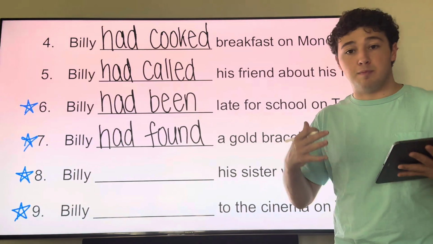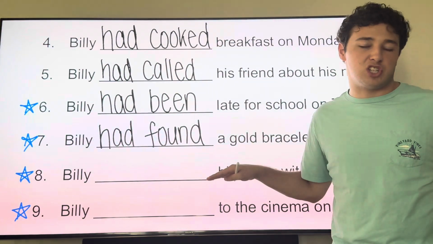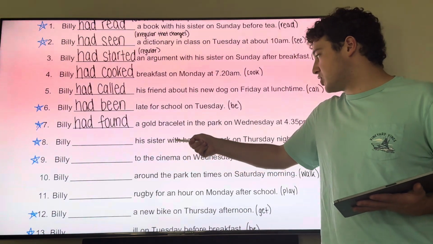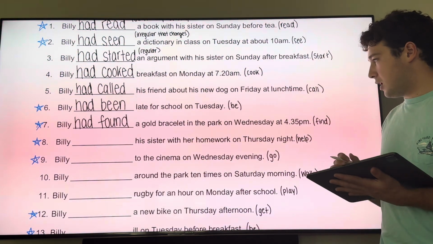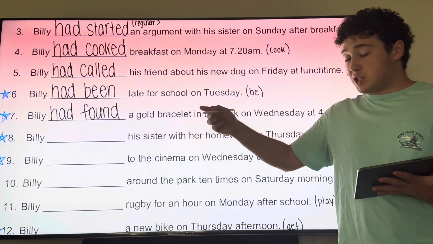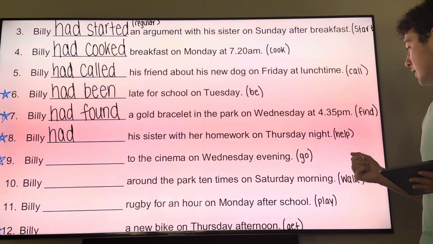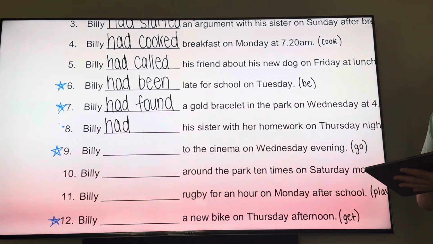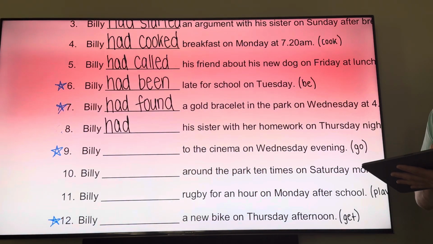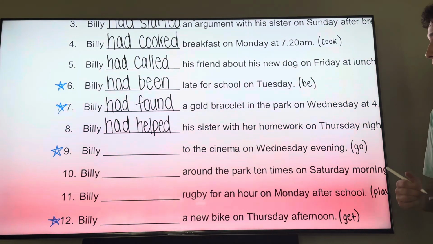Just like the past simple would be Billy found a bracelet, Billy had found a bracelet is one of the ones that doesn't change. How about number 8? Billy blank his sister with her homework on Tuesday night. Okay, the verb they give you is help. Now, this one, you start with adding had, and then it's regular, so you simply take the verb itself and add ed. Billy had helped his sister.